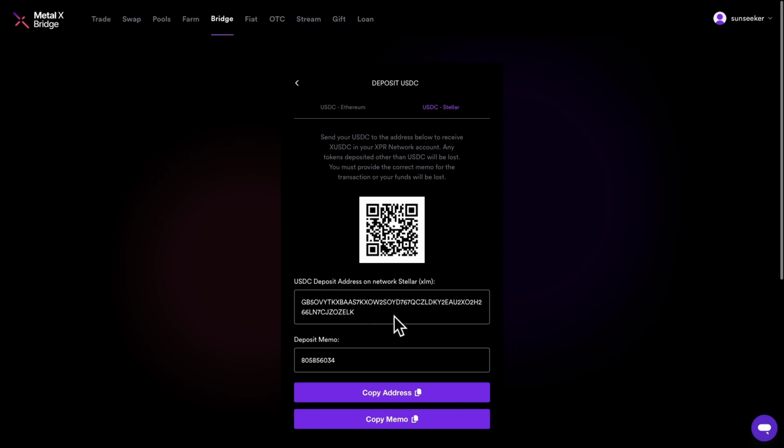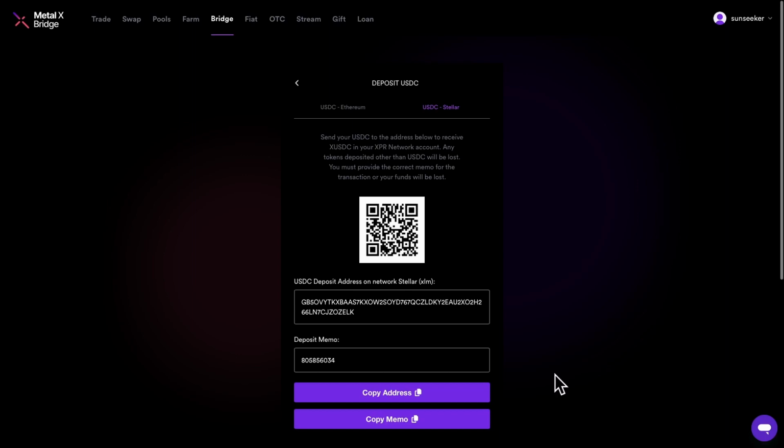So you have your address and you will need the deposit memo. This is my address for Stellar and this is my deposit memo. Please remember that you need both of these, otherwise you will lose your coins. You need the USDC deposit address on the network Stellar. You take this address, make a copy of it, then with the buttons here, make a copy of each of them, double check them. So copy it, then you can paste it in the Coinbase wallet address that you're sending from.